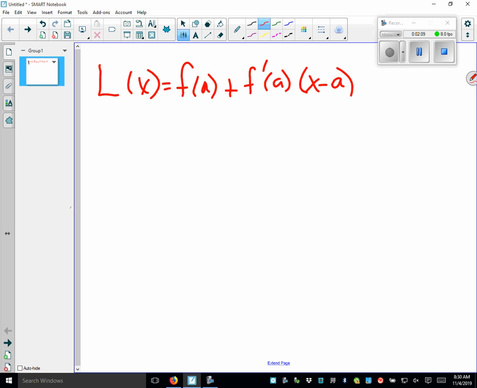Here's my function, f of x equals this. We're going to let x equal 0. So I'm going to find the linearization. First of all, it asks for f of a. A is 0. What is f of a?